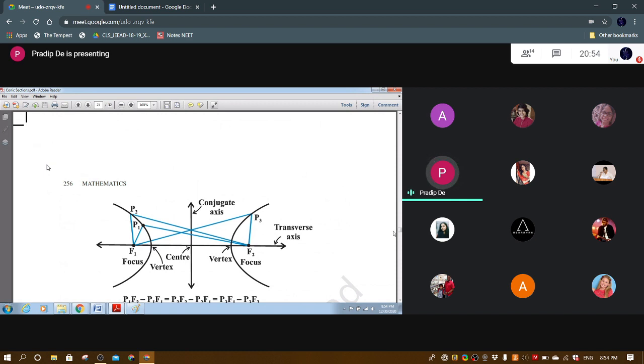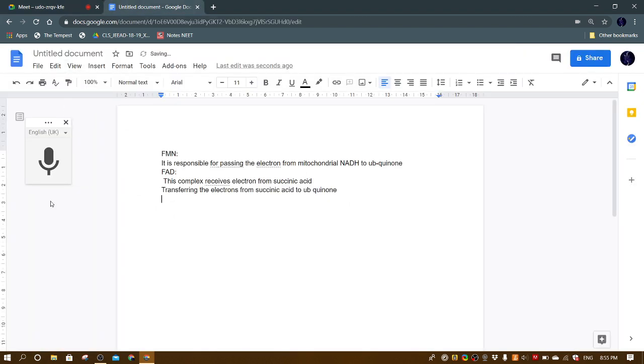In case of hyperbola, the property is a little different. How we define ellipse? The locus of the point P such that the sum of the distances from the two fixed points F1 and F2, that is PF1 plus PF2, is equal to constant. In case of hyperbola, the locus is that the absolute value of PF1 minus PF2 is always constant. That is the difference of the two distances is constant.